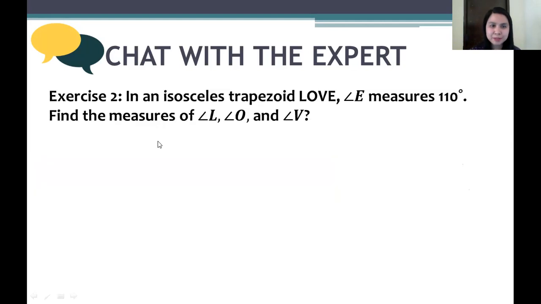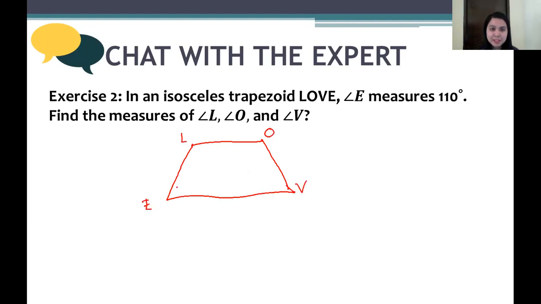Now let's have an example. In an isosceles trapezoid LOVE, E measures 110 degrees. Find the measures of angle L, angle O, and angle V. Let's draw first. Ready? Prepare your chat boxes. Sorry for my drawing. LOVE. E measures 110 degrees. Now, can you tell me what is the measure of angle V? In the chat box, what's the measure of angle V? This one.